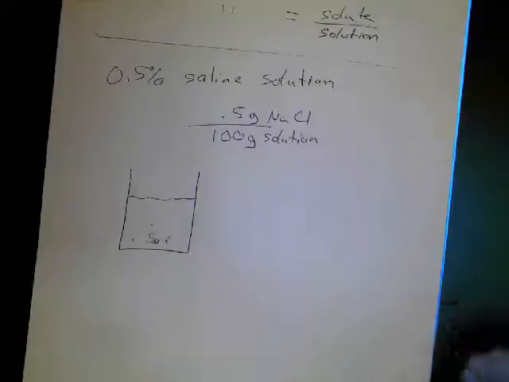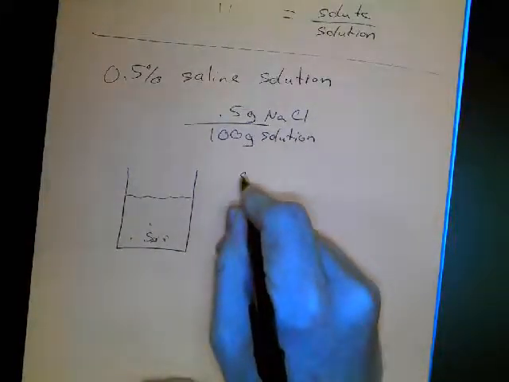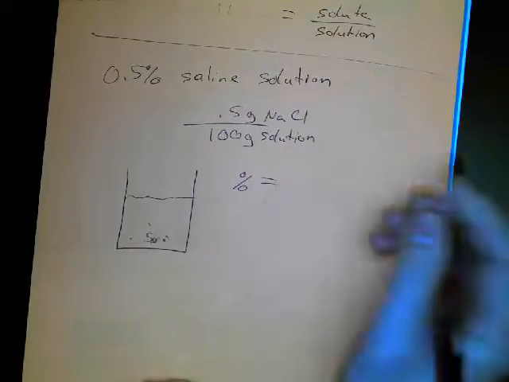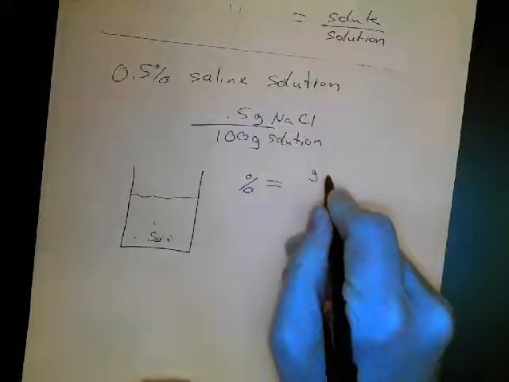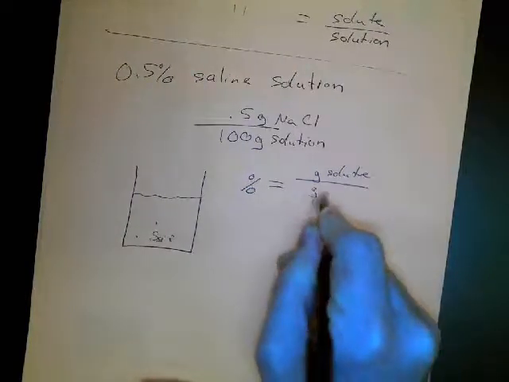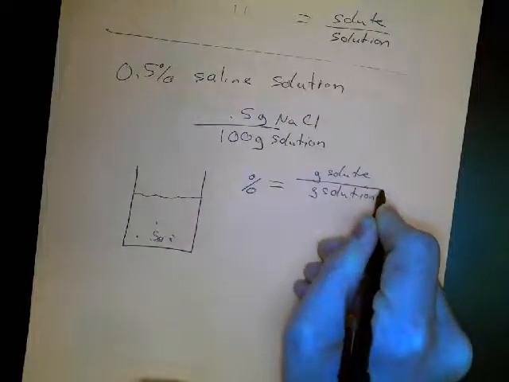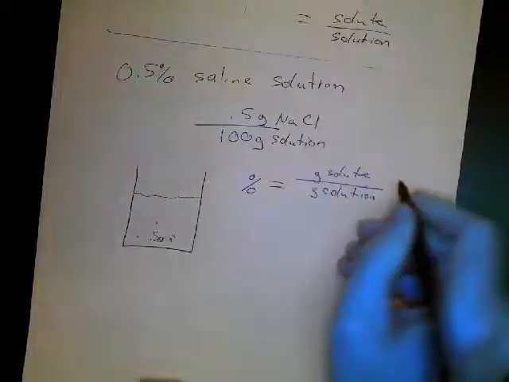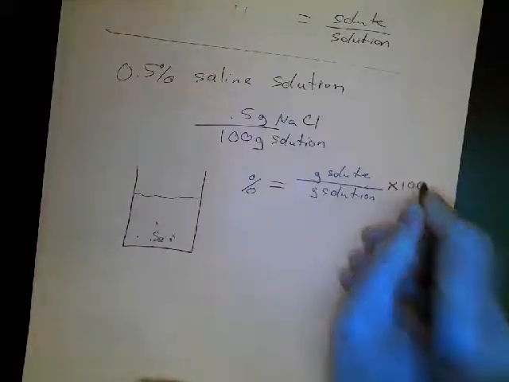Now, how am I doing that? We have a formula we can write. The formula for a percent, at least for a solution, would be the grams of solute divided by the grams of solution. And then because percent means for every 100, we multiply it by 100.